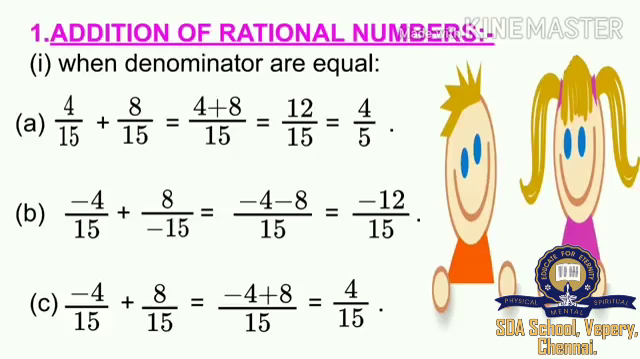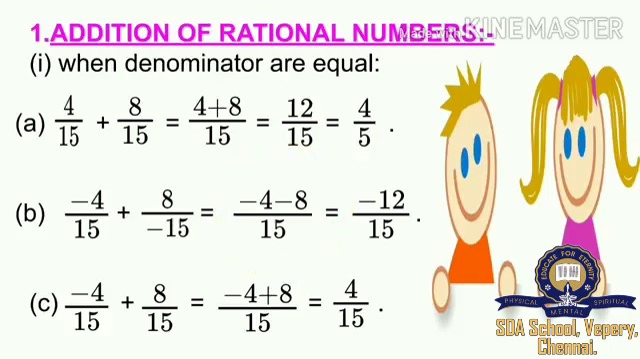And another one, minus 4 divided by 15 plus 8 divided by 15. When the denominator carries minus, the numerator also becomes minus. We can change the sign in the numerator. Minus 4 minus 8 divided by 15.